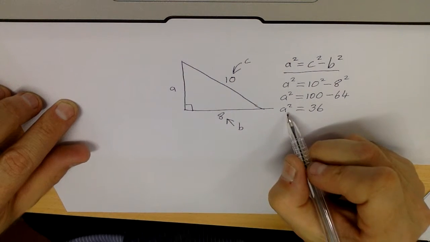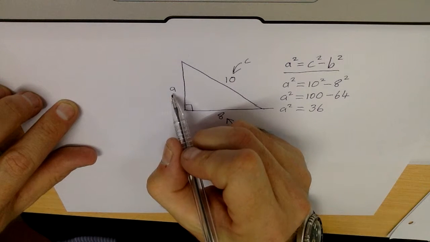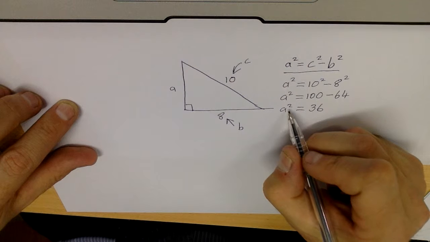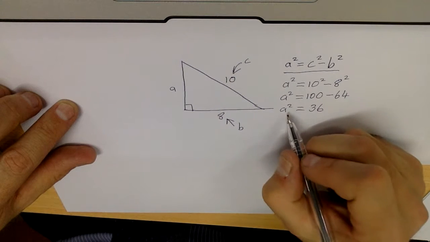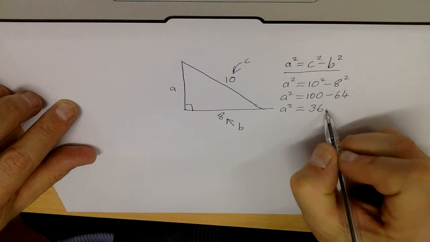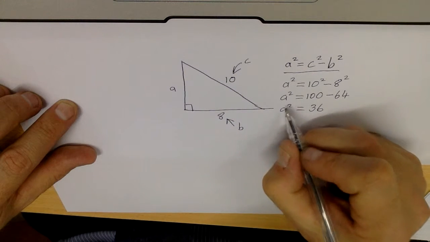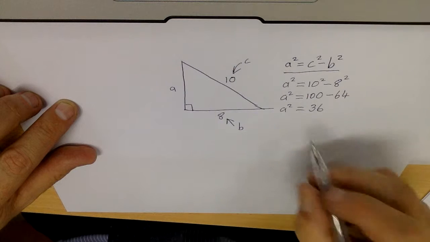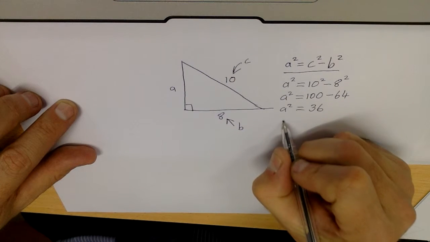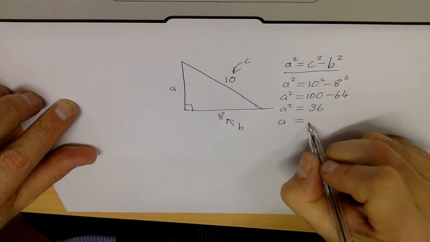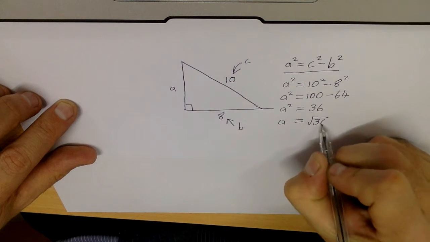Now, I'm not really interested in A squared. I'm interested in A. So, I want to find out the number that is multiplied by itself to give 36. The way we do this mathematically, we do the inverse operation. The inverse operation of the square is the square root. So that we end up with A equals the square root of 36.